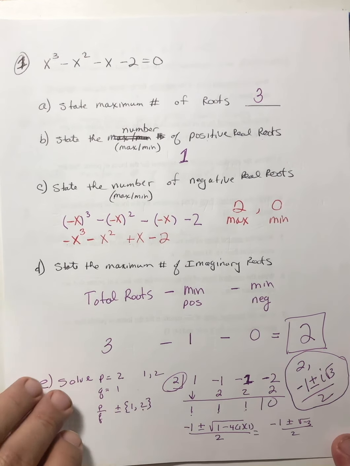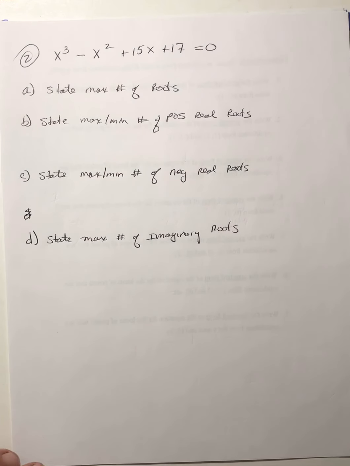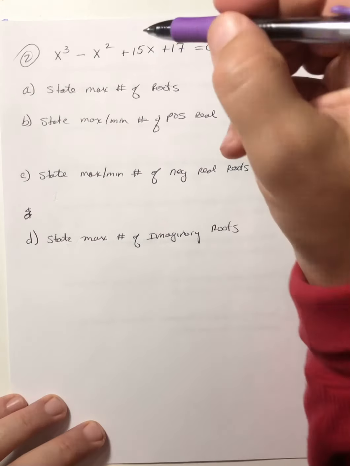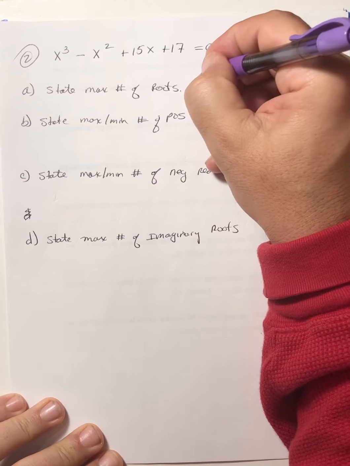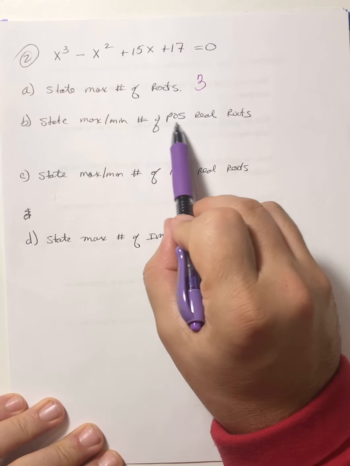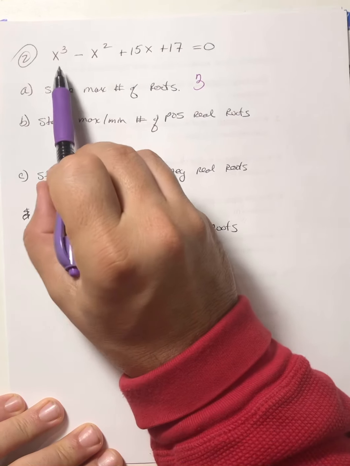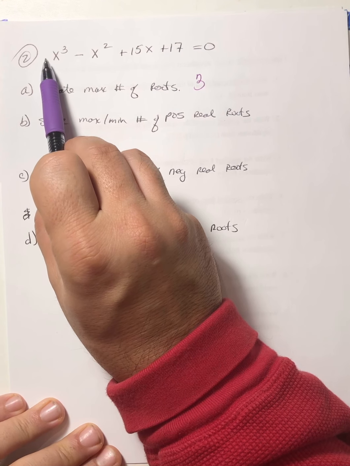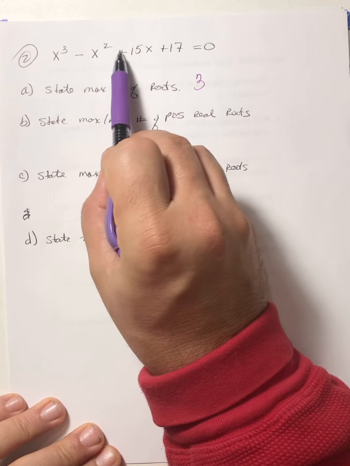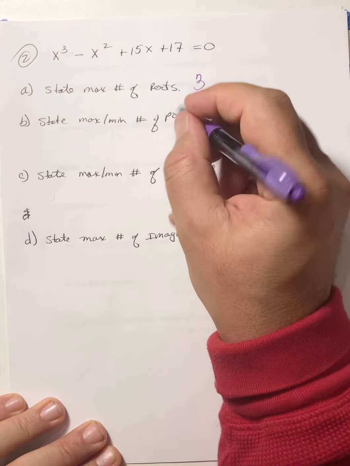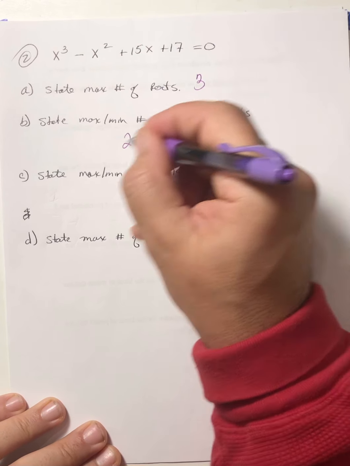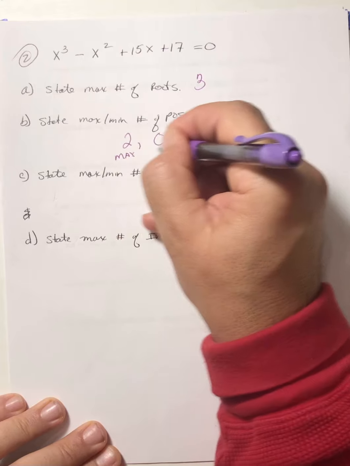All right, one more, just to keep practicing that idea of how I'm asking the questions. All right, maximum number of roots, that's right, is 3. State the max and min number of positive reals. Just remember, we're counting the sign changes. Positive to negative is 1 change. Back to positive is 2 changes. And then it stays positive. So it's 2 or 0. That's right, this is the max. This is the min.